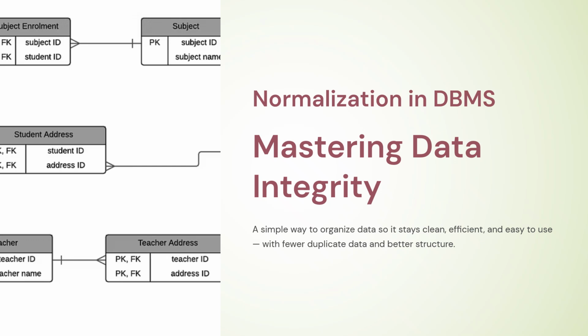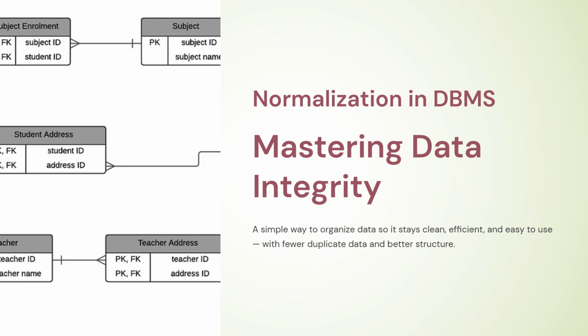Imagine maintaining a student database where the student information appears hundreds of times. If the student's phone number changes, every occurrence must be updated. Missing even one record leads to inconsistent information. Normalization solves this problem by structuring data logically.